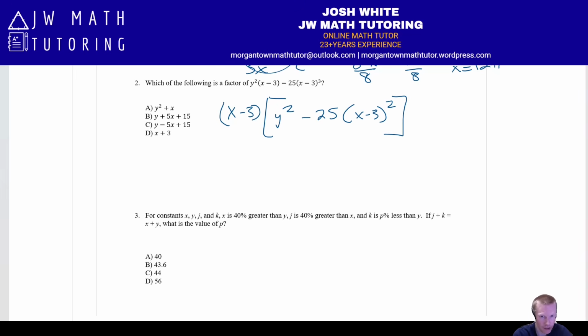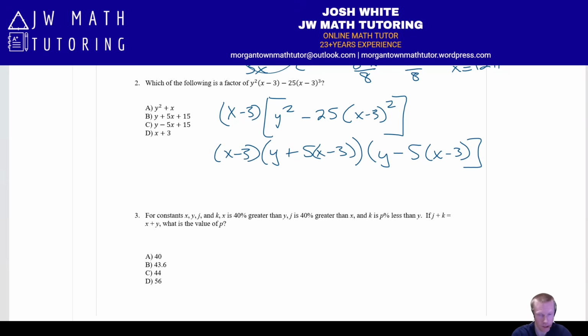Then the inside, inside the bracket, is going to be factored as a difference of squares. You're going to have (y plus 5)(x minus 3). Notice it's in parentheses like this. And then (y minus 5)(x minus 3). And of course, we still have the x minus 3 out front. Now, for these, you're going to have to distribute. So y plus 5 times x minus 3 is xy minus 3y plus 5x minus 15, and y minus 5 times x minus 3 is xy minus 3y minus 5x plus 15.